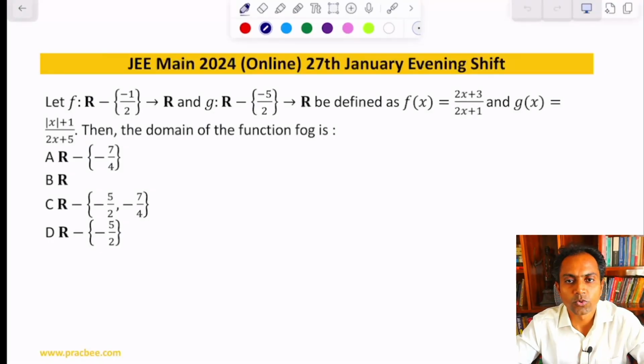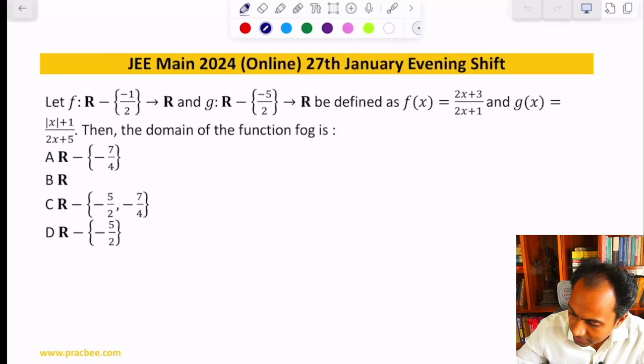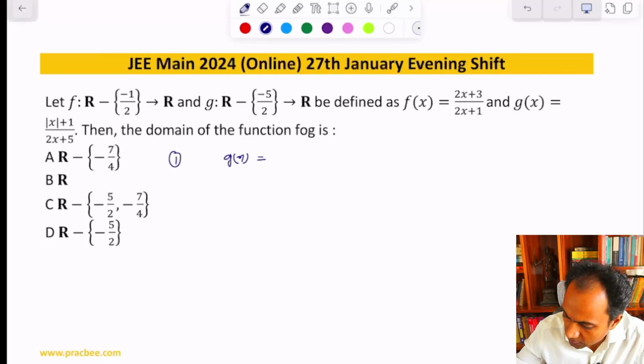So in this 2024 question, what they're asking is the domain of f(g(x)). For that to happen, there are two conditions. One, g(x) needs to be defined. Now if g(x) needs to be defined, then in the g(x) function that is given to us, the denominator can't be 0.